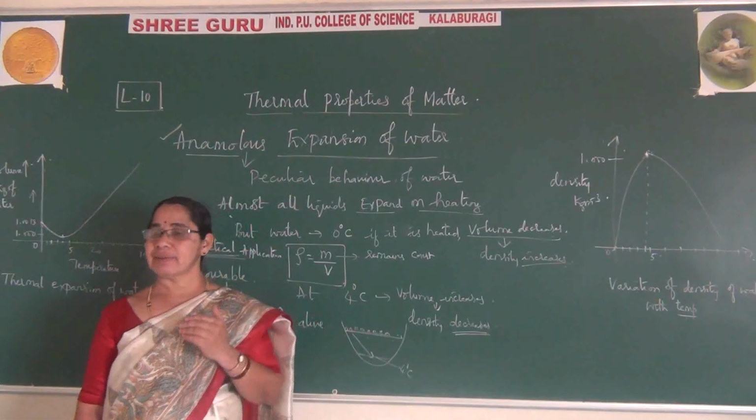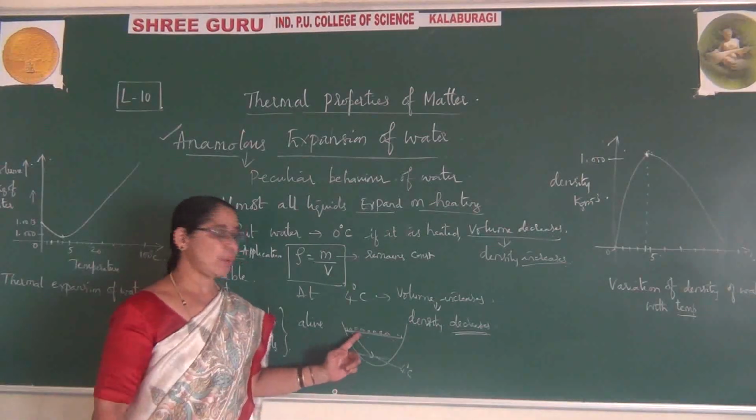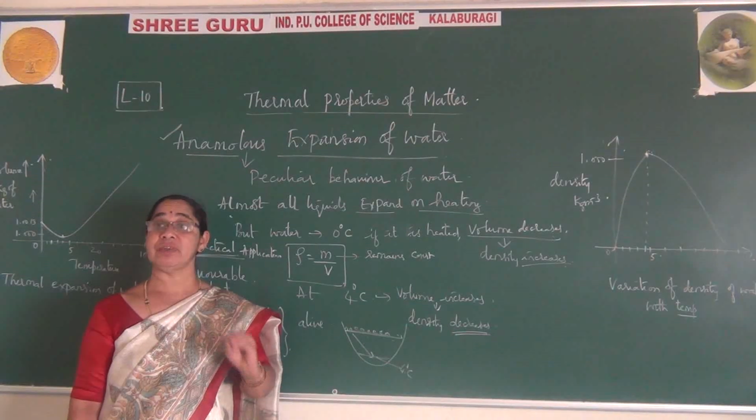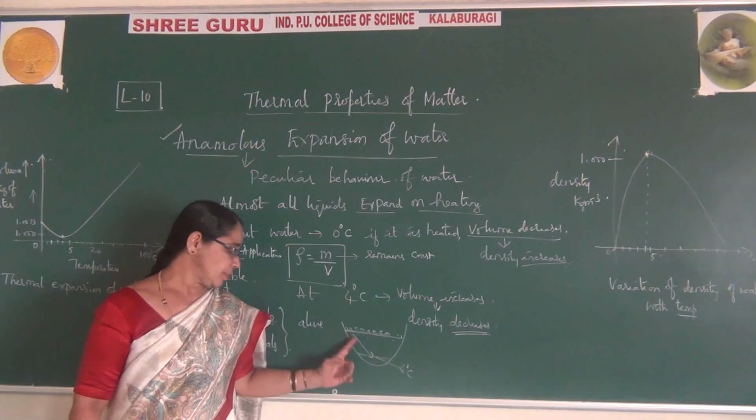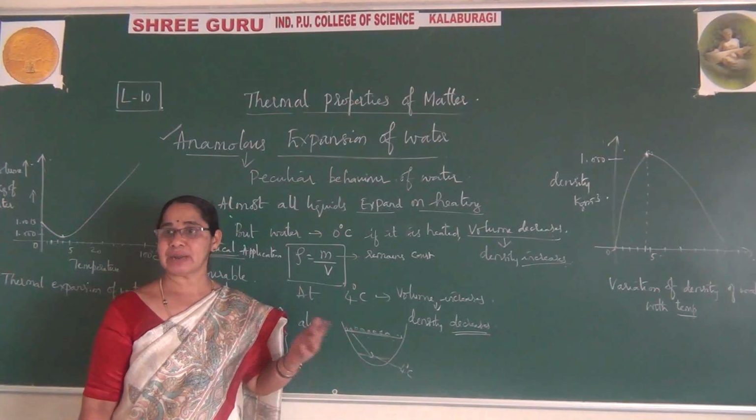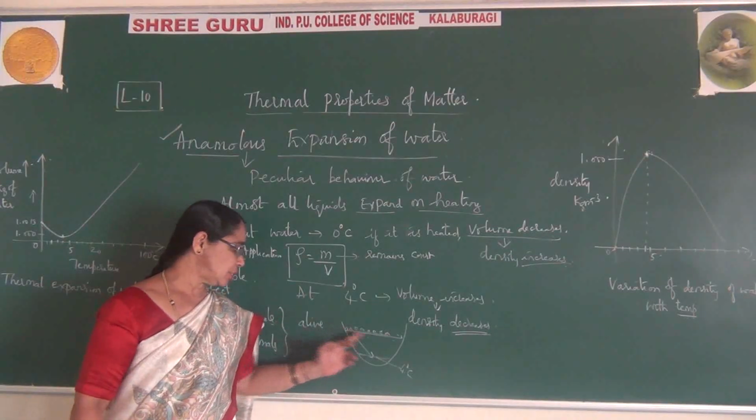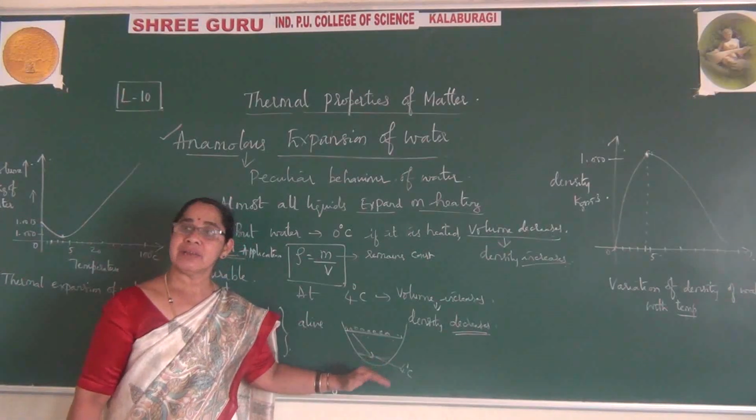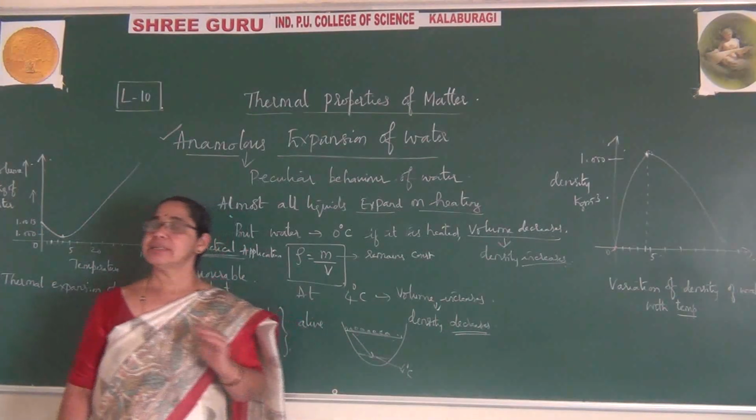Hence, this is nature's gift that helps aquatic animals survive inside water even during severe winter, severe cold. They cannot come out of the water; if they come out, they cannot survive. They have to live in water. The ice deposits on the surface, but the water below maintains 4 degrees centigrade, due to which they survive inside the water.